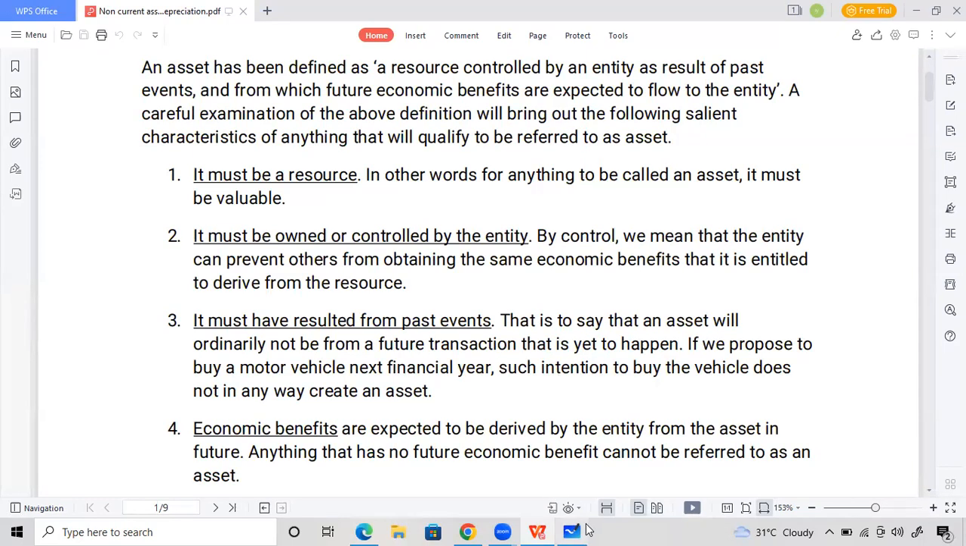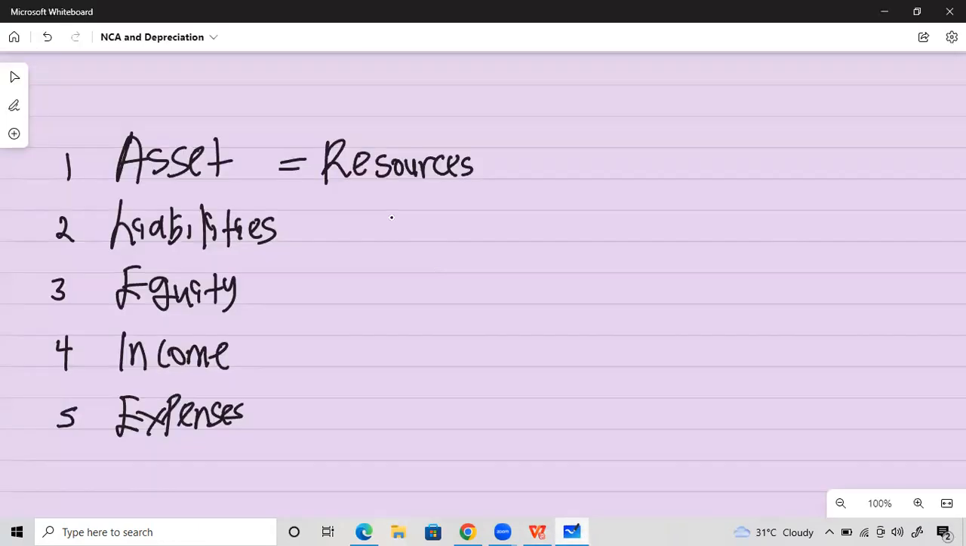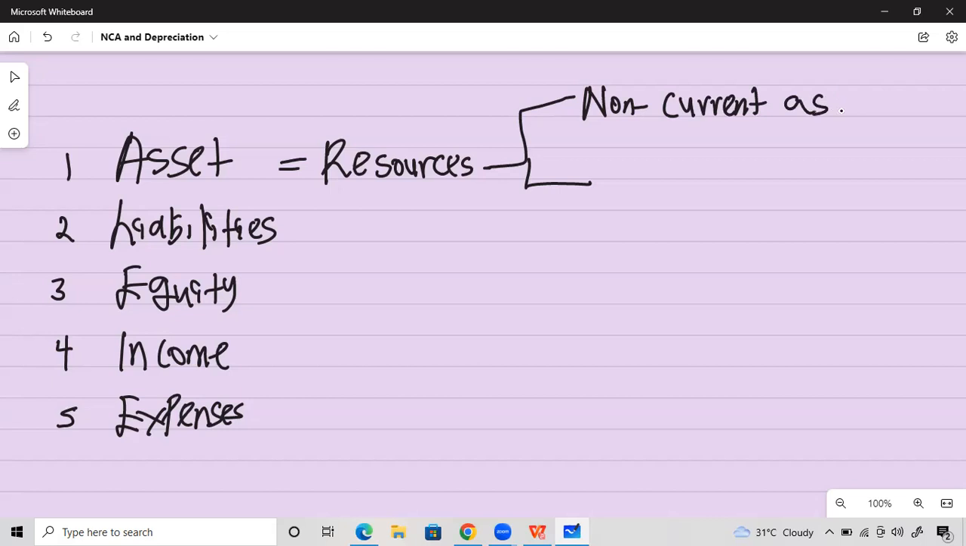Now, these are the definitions of asset. We have two types of assets. We have what we call non-current assets, and we also have current assets. Same thing applies to liability as well. We have two types of liability.